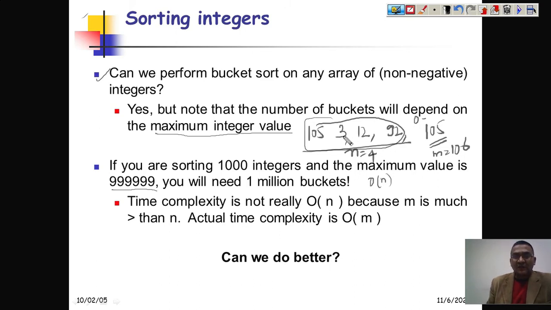So can we overcome this? Can we do better? Can we improve this kind of situation? Yes, we can do it. There is an improvement over this algorithm that is called Radix sort. In Radix sort, we will see how this particular problem is taken care of.